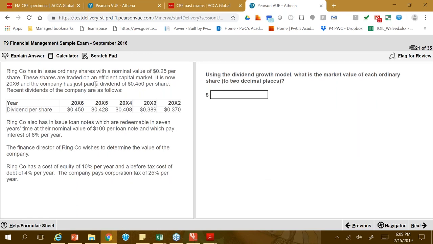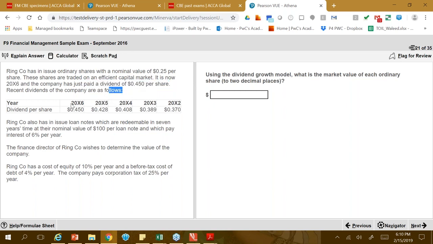So Ring has in issue ordinary shares with a nominal value of 0.25 per share. The face value is 0.25. These shares are traded on an efficient capital market. It is now 20x6 and the company has just paid a dividend of 0.450 per share. Recent dividends of the company are as follows.